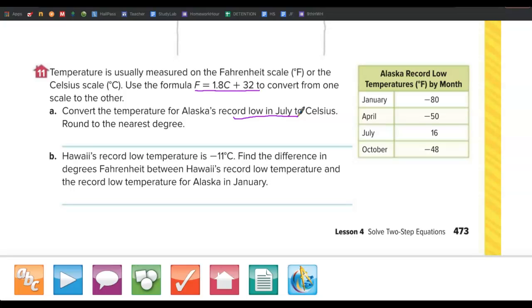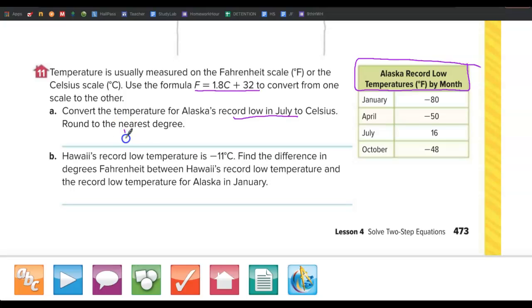So first of all, looking at my formula, what do you think the F stands for? Fahrenheit. What does the C stand for? Celsius. Looking at my table, what is it titled? Fahrenheit. So I'm going to look at July. What degree was it? 16. So am I going to put that in for F or for C? F, because it's Fahrenheit.